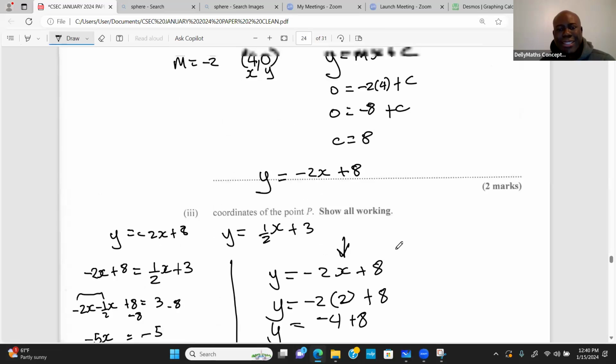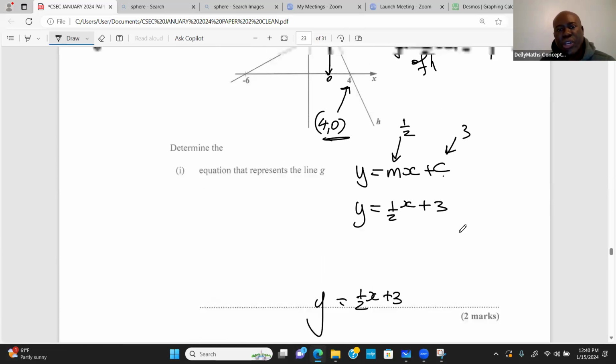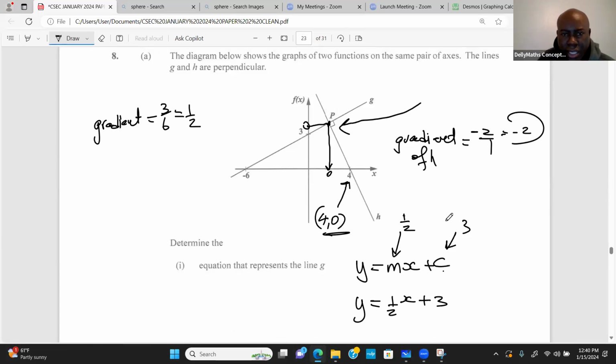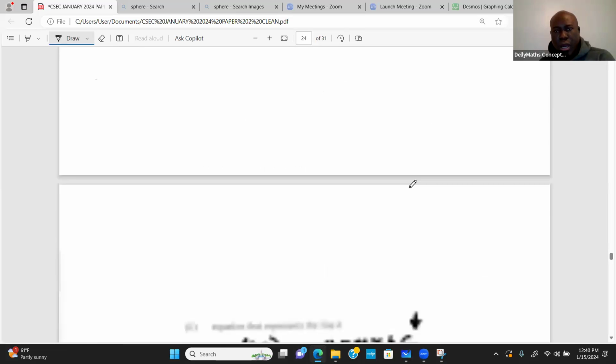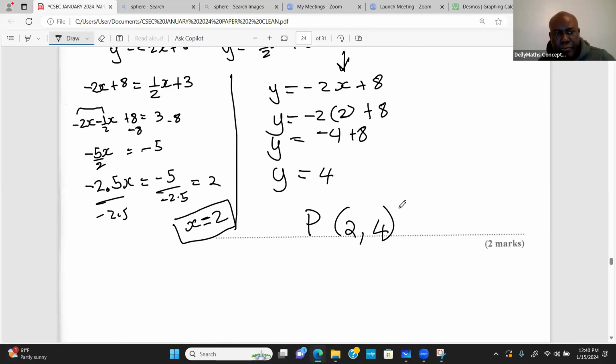All right. So let's take a look at where it's located. So you can see almost a half of that. This is 2, a little above the 3, 4. That's what we're saying, (2, 4). All right. So we're good with that.